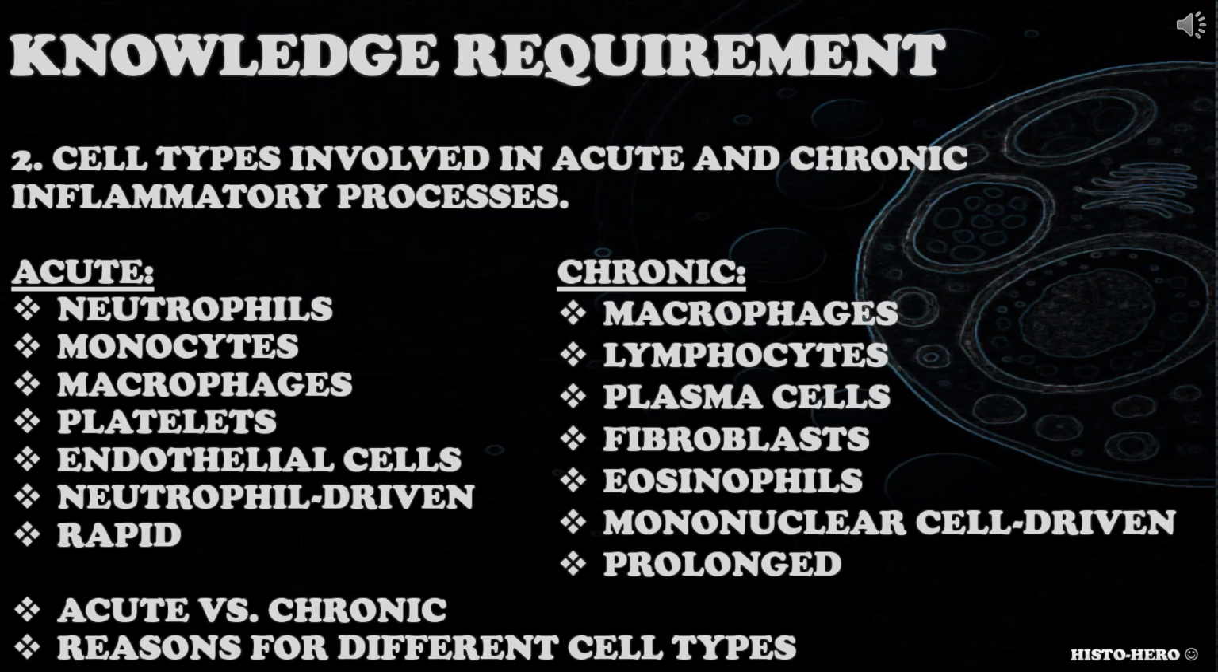When addressing this knowledge requirement, candidates should consider acute inflammation and neutrophils, monocytes, platelets, endothelial cells, rapid response, neutrophil-driven, chronic inflammation, and macrophages, lymphocytes, plasma cells, fibroblasts, eosinophils, mononuclear cell-driven, prolonged response, reasons behind involvement of different cell types.